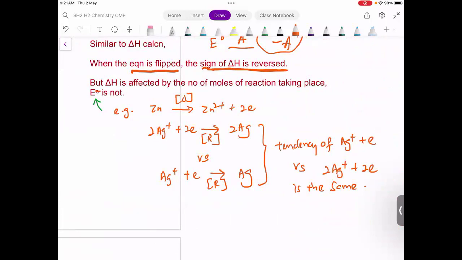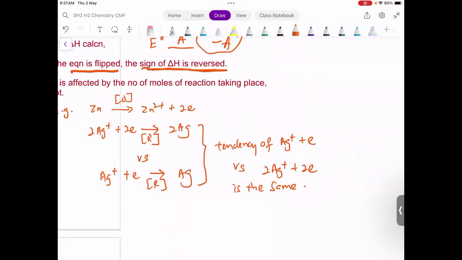The amount, yeah, but the percentage conversion is the same. This is how much it takes in. Even if you start with more, it doesn't change, because when you multiply the whole thing by 2, the number of moles of electrons also multiplies by 2. So the tendency to receive that electron is the same as before.